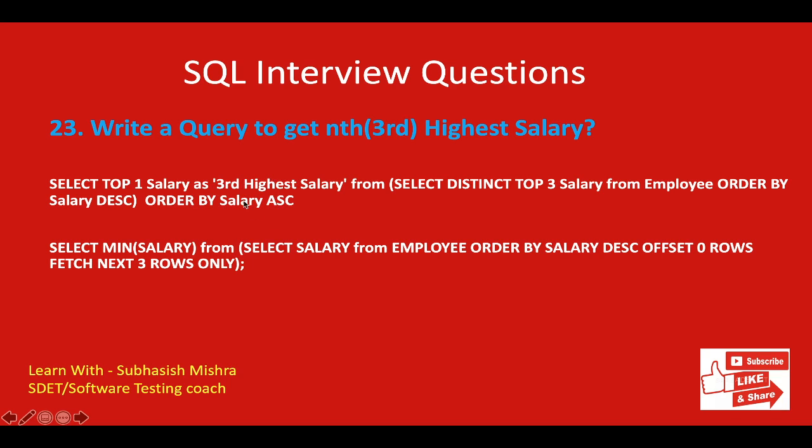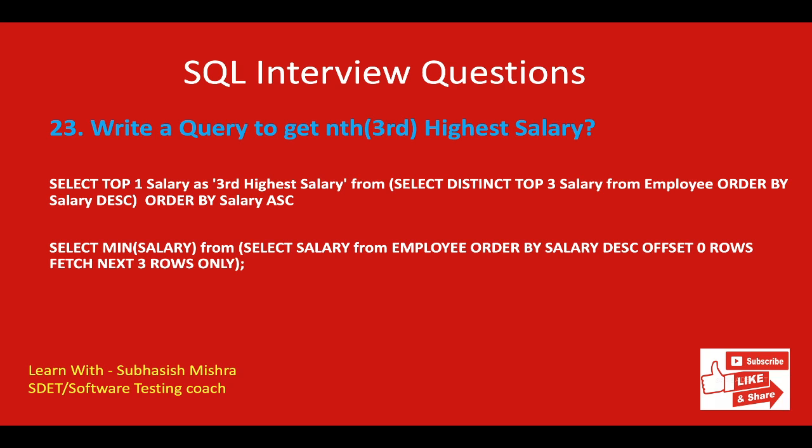So let me explain what we are doing here. We are writing select top one. Top one means it will give the top result. Forget about this thing now. Select top one salary as third highest salary. Forget about this one. Let's understand the subquery. Select distinct top three salary. We'll find the top three distinct salaries, we will not take the duplicate records.